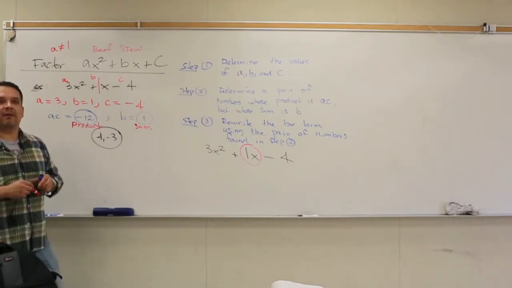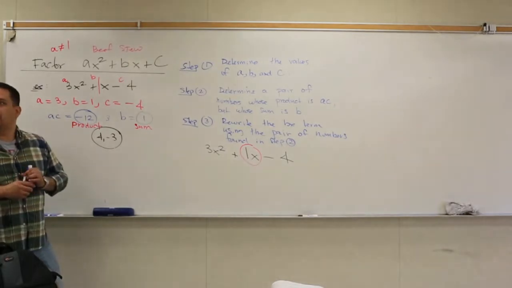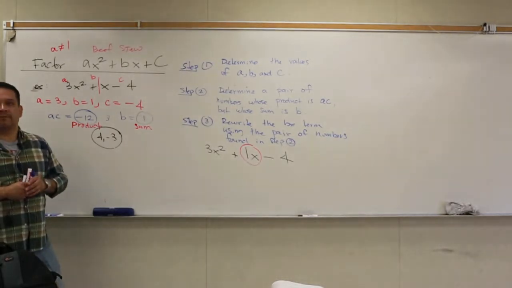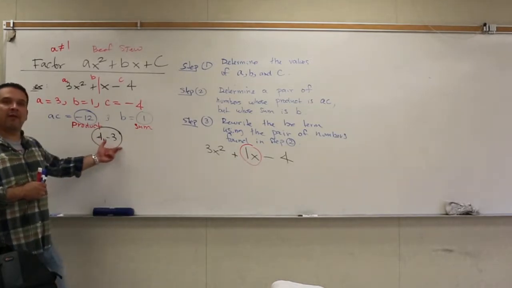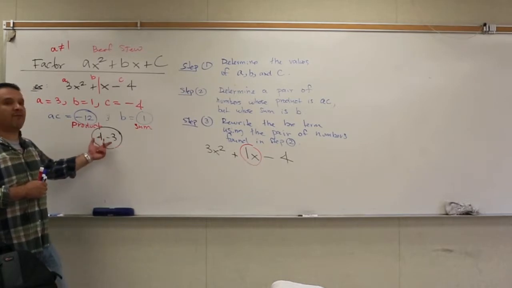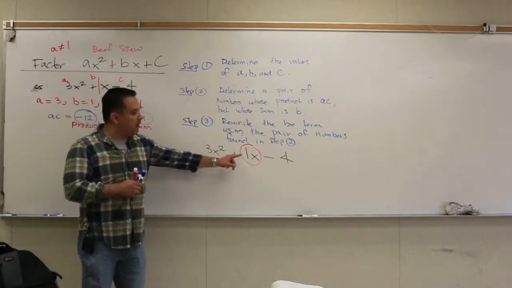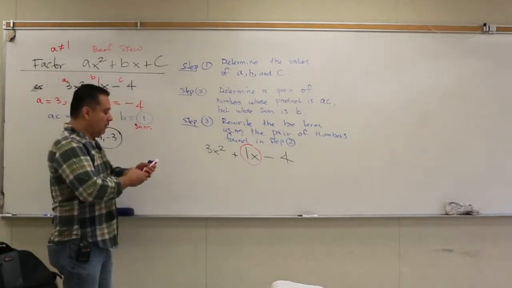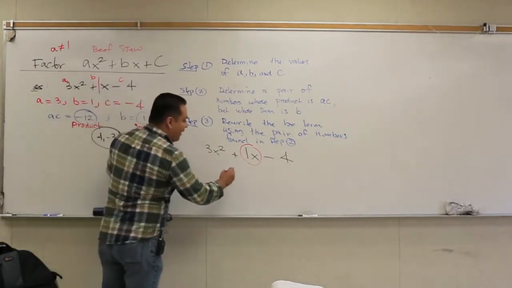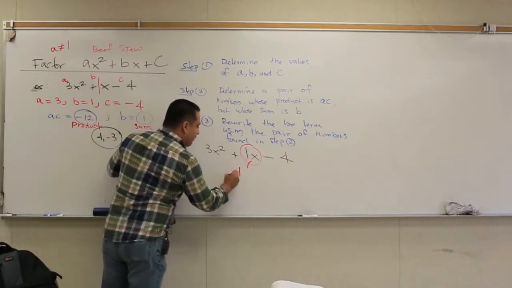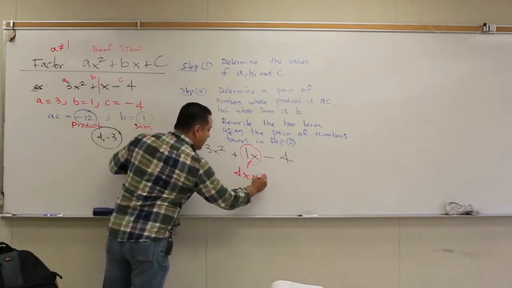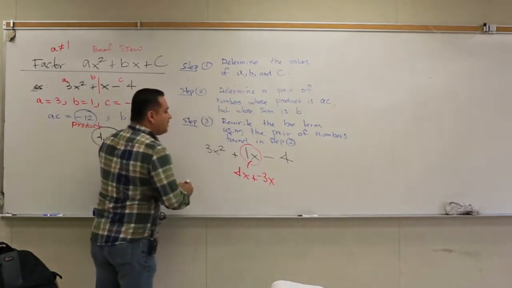What do you think they mean by rewrite? What do you think that means? What does that mean to rewrite, using these numbers? Let me give you a hint. What's 4 plus negative 3? Is that 1? Do you see a 1 anywhere here with the bx term? What they really want you to do is write this as 4x plus a what? Negative 3x.